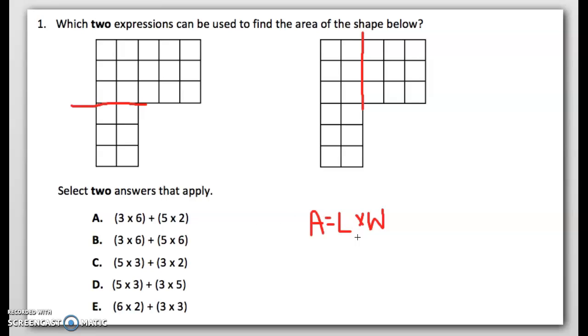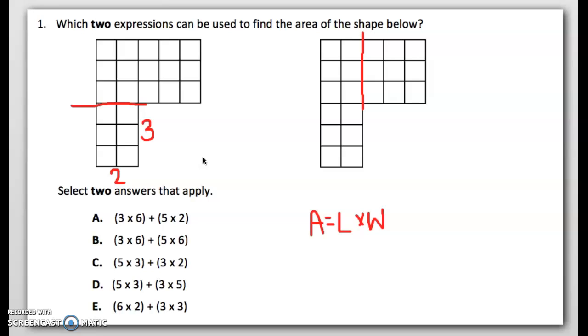Now, using the formula for area, length times width, we're just going to count the squares to find out what the length is, beginning with this shape over here. Let's see what the length of this small rectangle would be. It would be 1, 2, 3. So the length would be 3. And the width would be 1, 2.